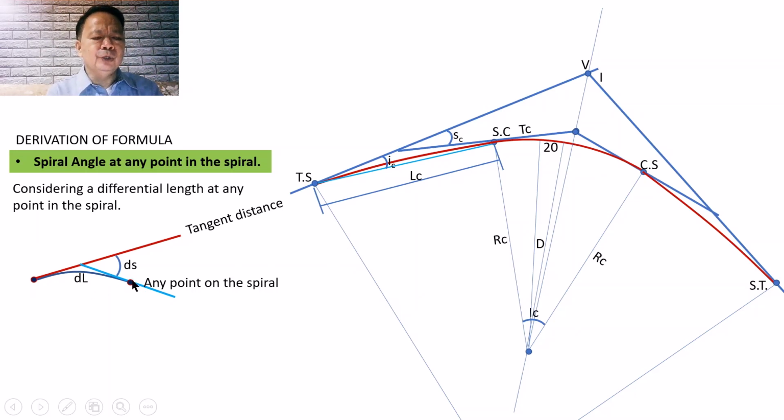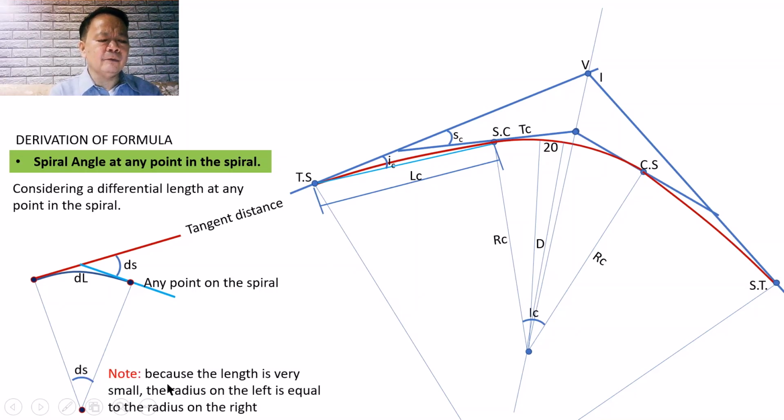Sa mga tuwid, yung spiral angle na mabubuo between the tangent and the tangent to that point will also be very, very small. And let that small angle be denoted as ds. Diba? Dahil nga maikli lamang itong dl, then we would expect that if we are to draw a radius, dahil maliit lamang yung dl, because the length is very, very small, the radius on the left of that dl is equal to the radius on the right.